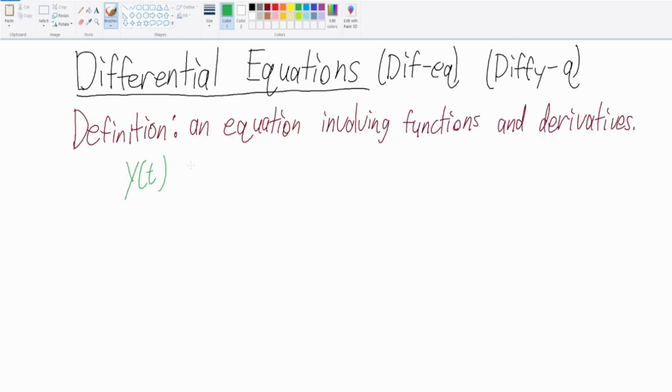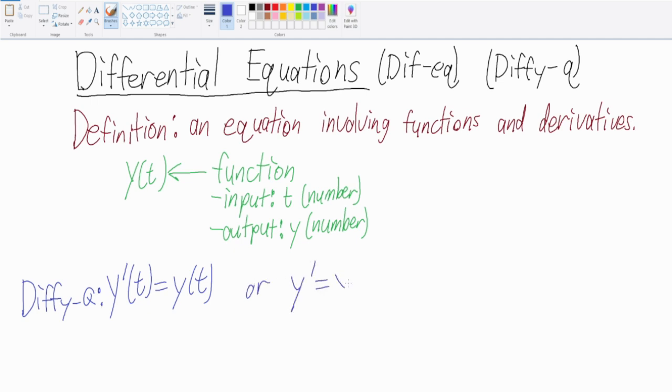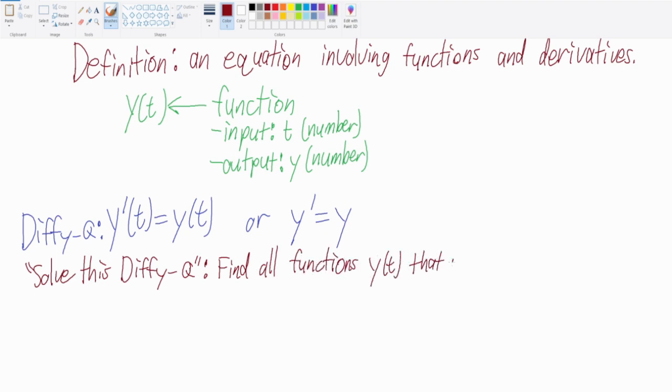So let's say you had some function y of t. Oftentimes, we name the function the same as the output variable, because otherwise things would start getting confusing pretty quickly. So this function inputs numbers t and spits out numbers y. A diffie-q could be something like y prime of t equals y of t, which is often written as y prime equals y. Now, if you were tasked to solve a diffie-q, your task would be to find all the functions y of t which make this equation work.